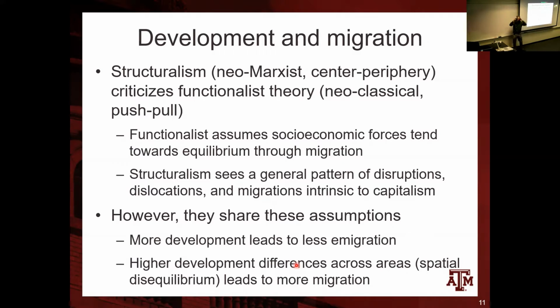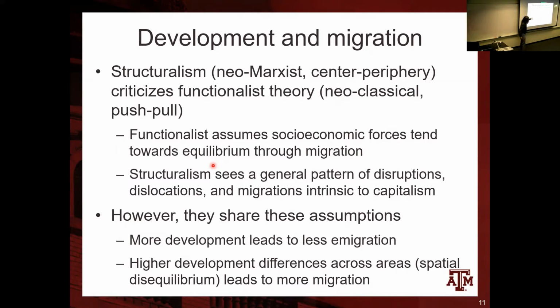There are these two different theoretical frameworks. The functionalist theory, that's more the neoclassical, the push and pull factors theory. Structuralist theory, also called the neo-Marxist or the center-periphery. The functionalist theory assumes that socioeconomic forces tend toward an equilibrium. So if you have poor countries and rich countries, people from poor countries will go to rich countries until the situation of employment opportunities, life standards, when everything stabilizes, migration will stop.